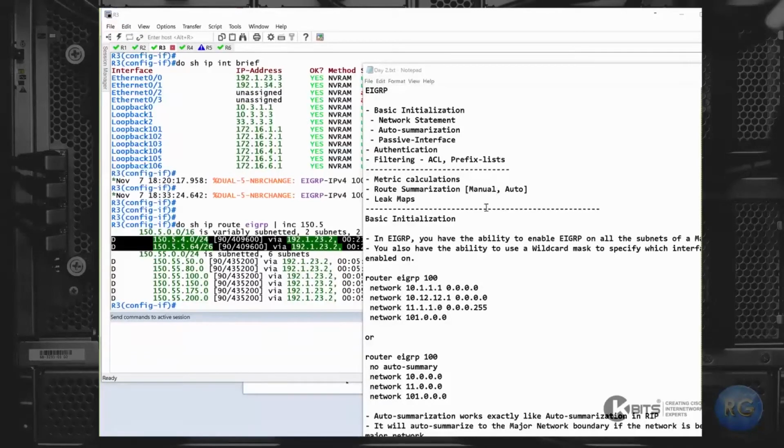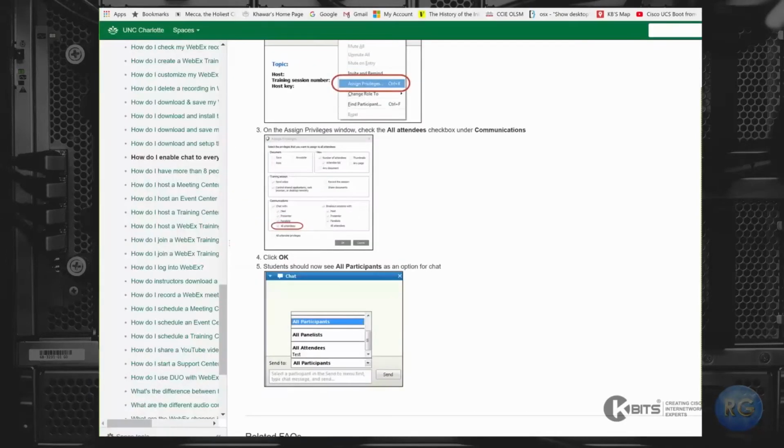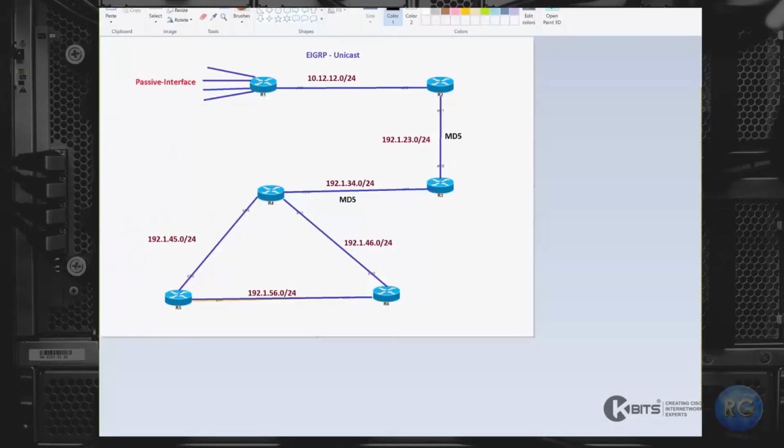Okey-doke. So the next thing is metric calculations. How does EIGRP determine the best path? I have this network over here. These are serial links, which have limited speed. These are Ethernet, good speed, fixed speed. Serial links, depending on how much you want to pay, you get different speeds.